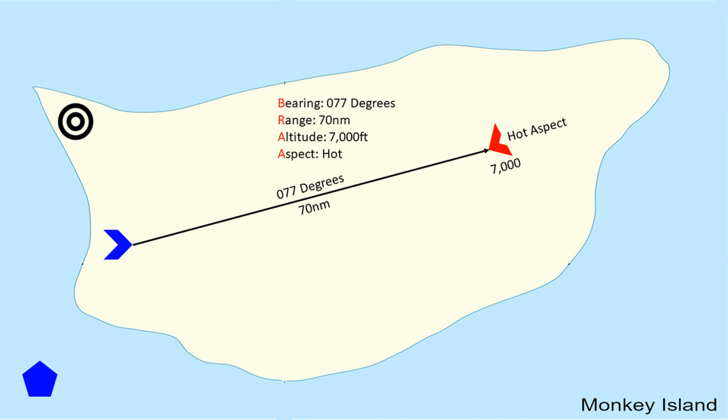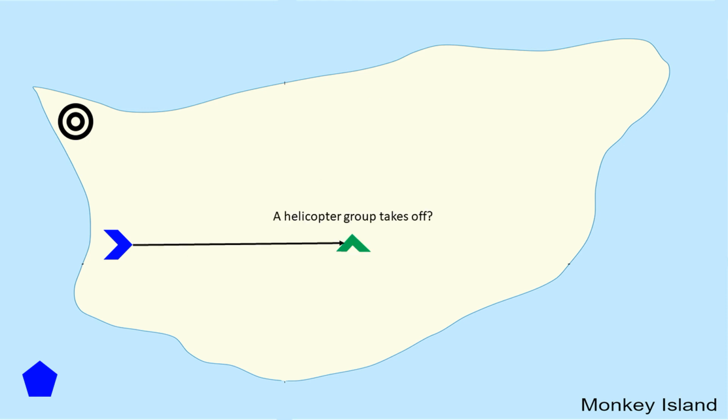So the information we have: bearing 077 degrees, range 70 nautical miles, altitude 7,000 feet, aspect hot, and that's our BRA. When they say this, it's going to sound something like, "Magic, single group, 077 for 70, 7,000, hot, bandit." And again, in this scenario, they know it's a hostile, so they're going to call that a bandit.